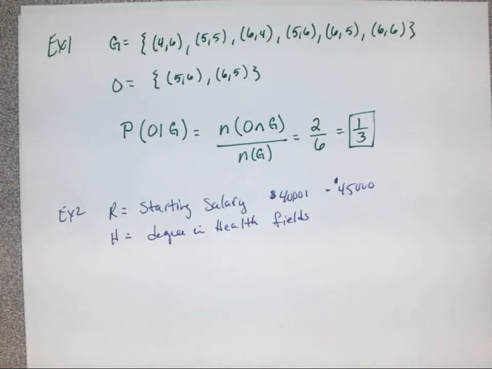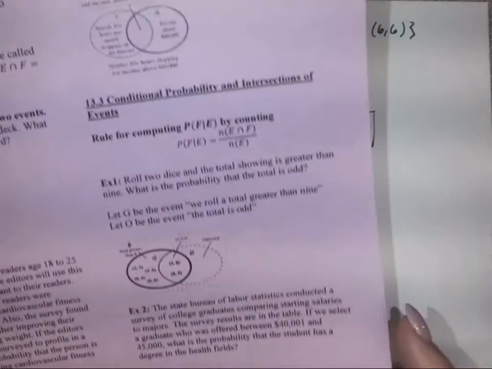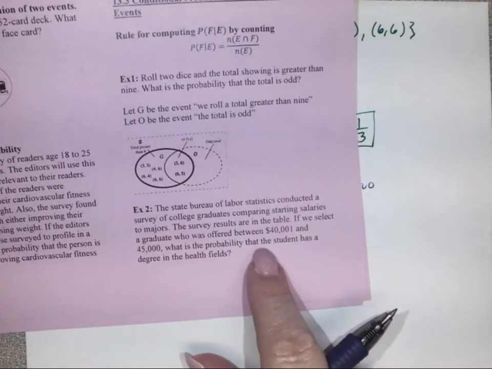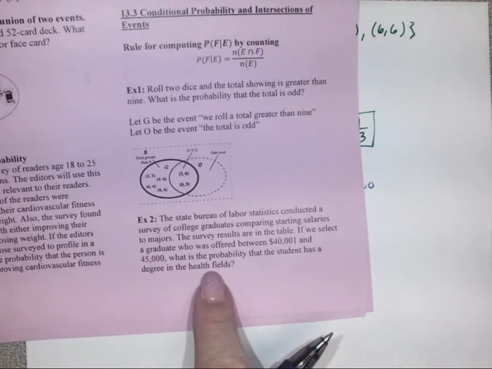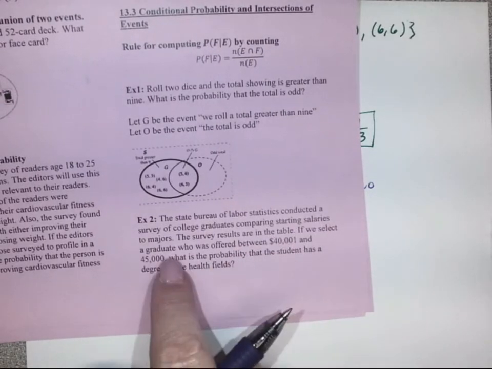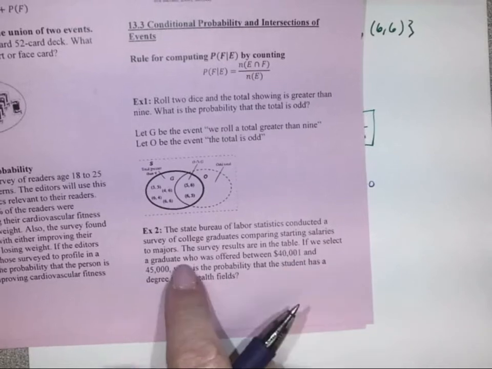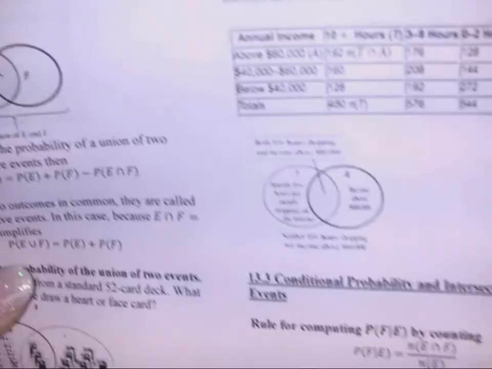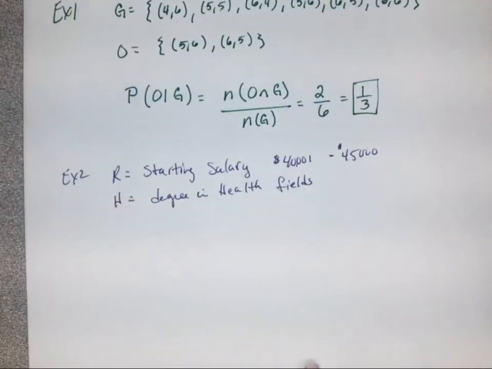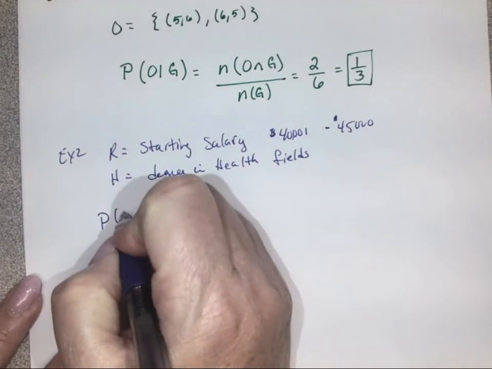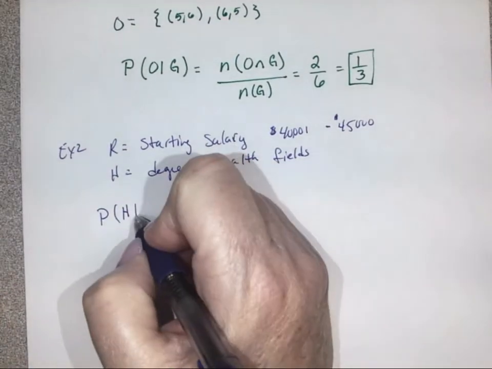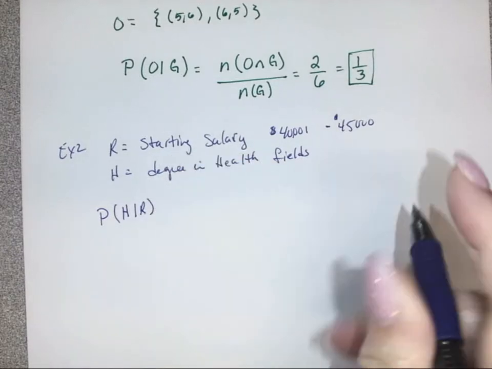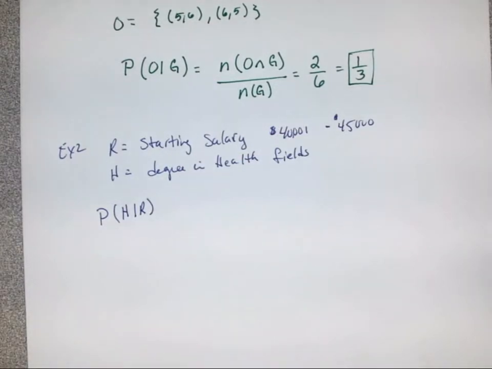So again, they want to find what is the probability that the student has a degree in the health fields if we select someone who was offered a salary in that range. So we're looking for the probability that they have a degree in the health fields given that they were given an offer with a starting salary of $40,001 to $45,000.